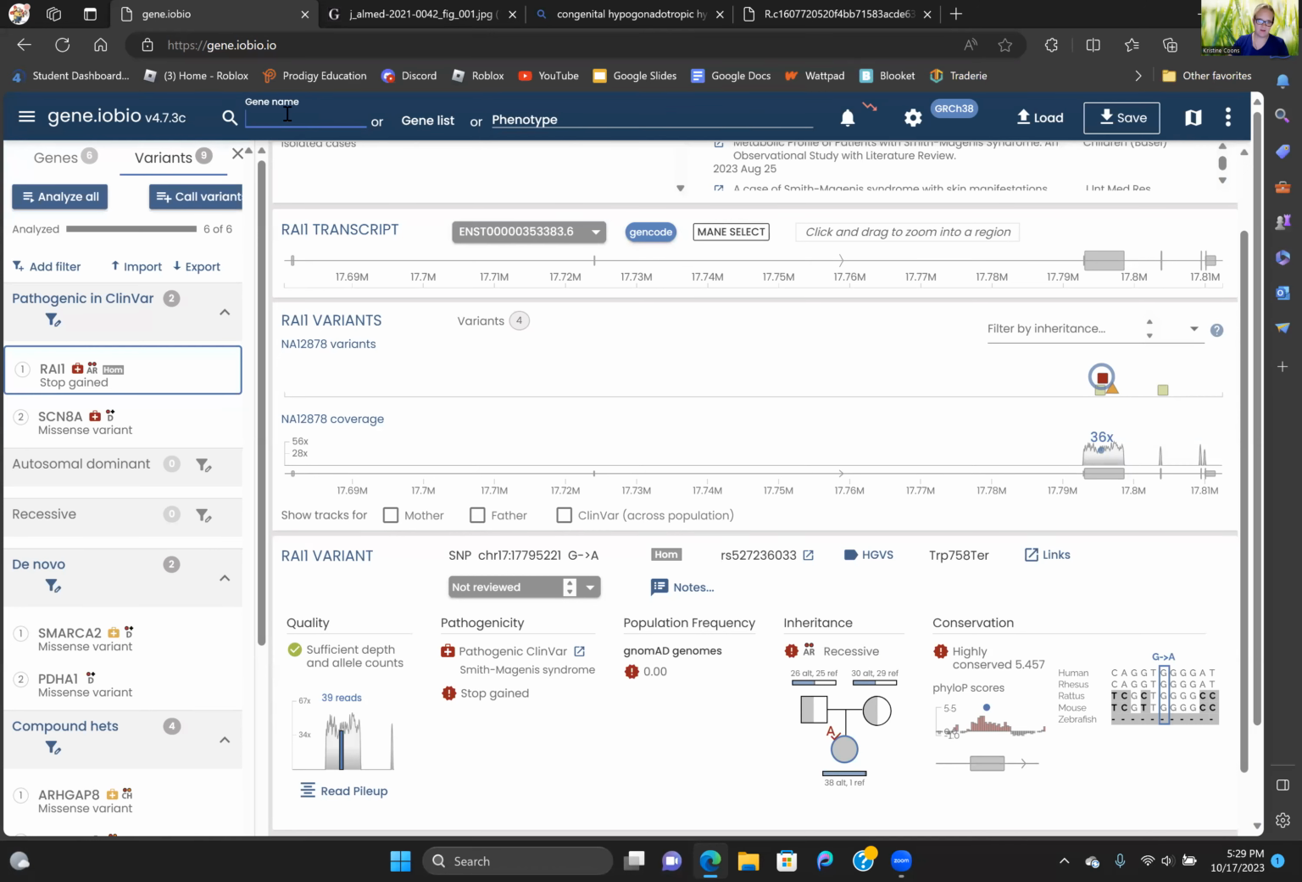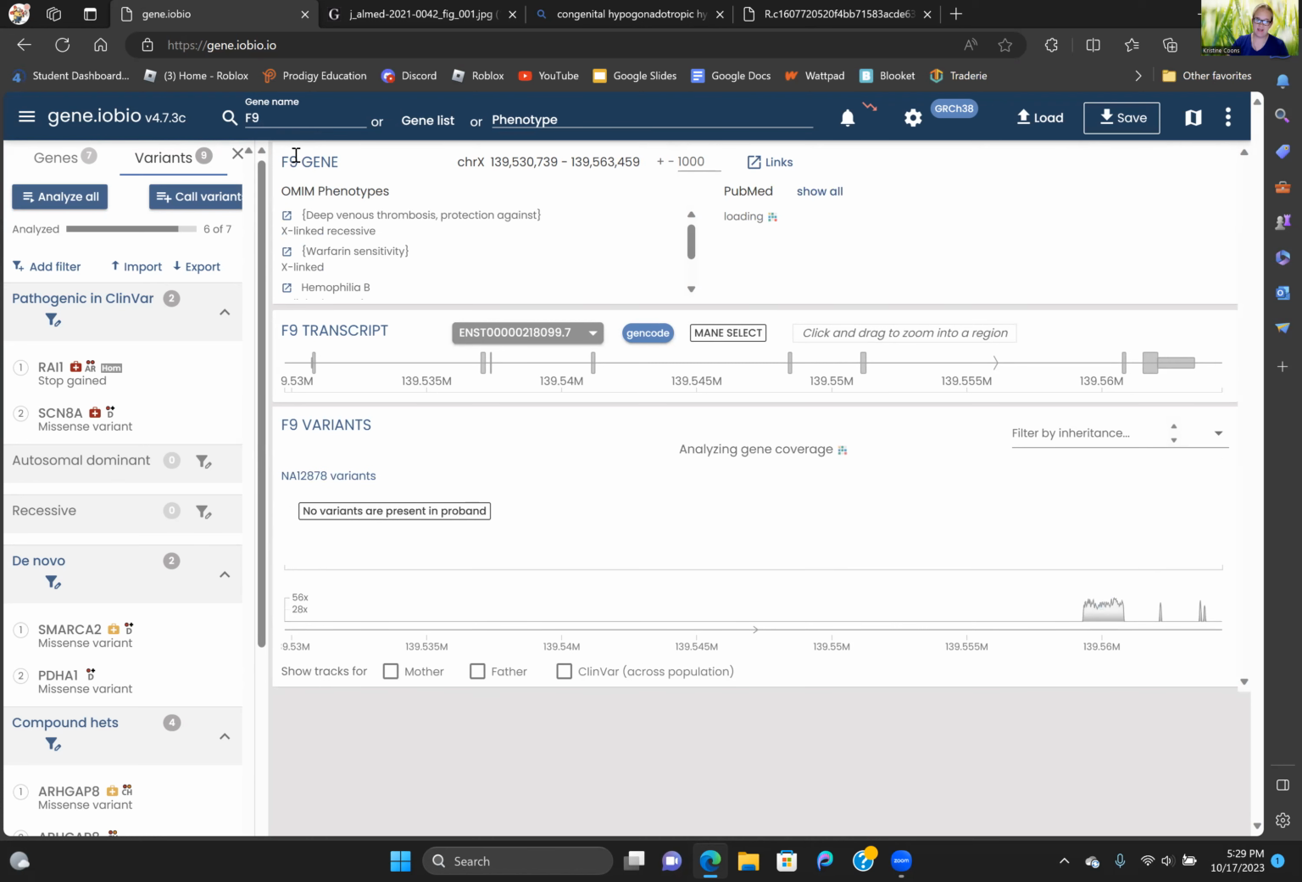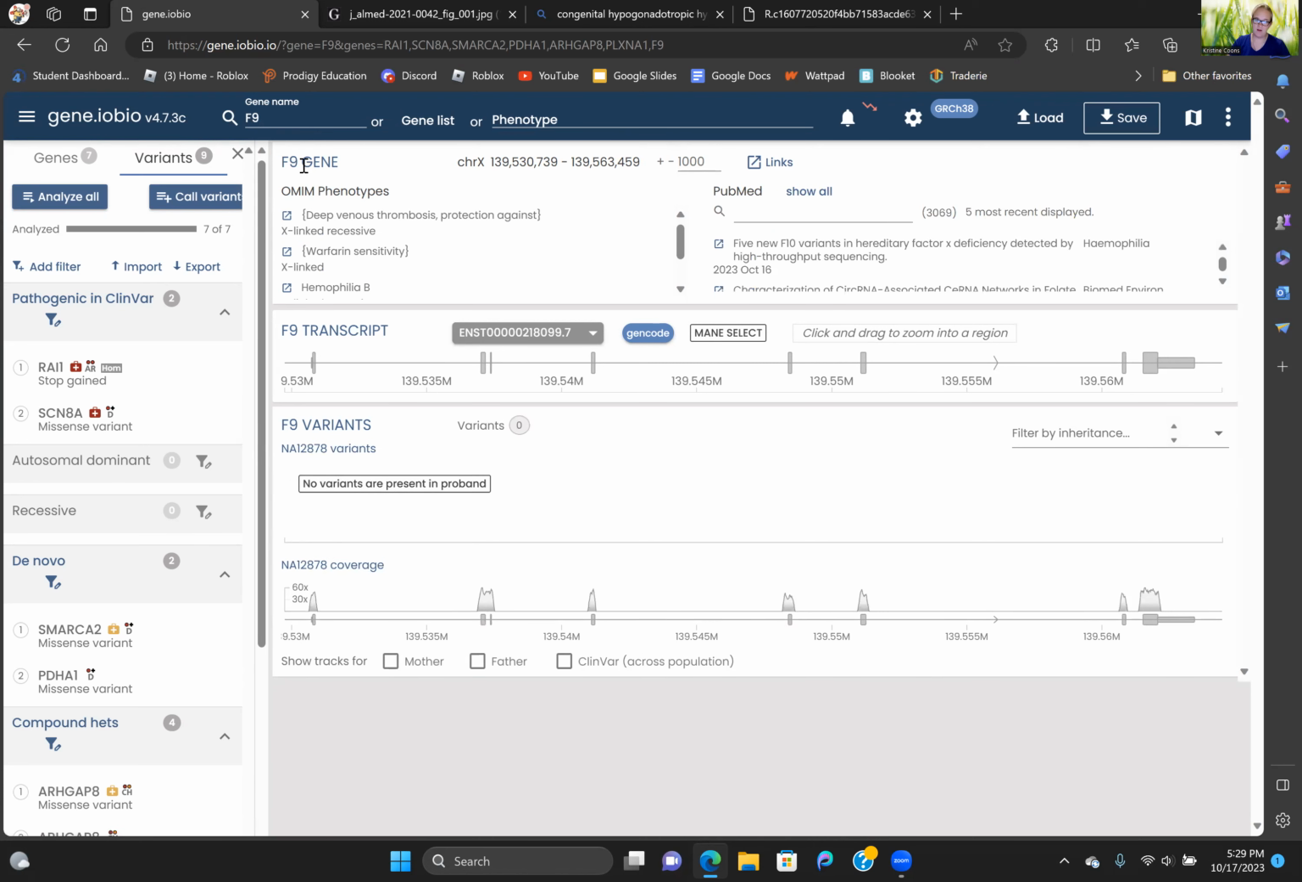One of the easiest ones to look at is factors. These are the blood clotting cascade, and factor 9 is one that leads to hemophilia B. It's on the X chromosome, it's X-linked, and you can see it's right there with hemophilia B. This person, or this test data, doesn't have any variations on it, but you can grab a whole bunch of information on this.